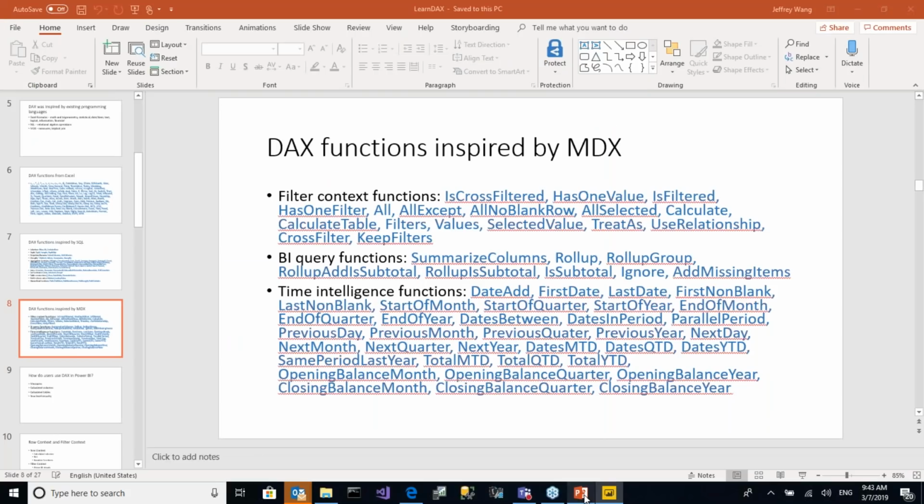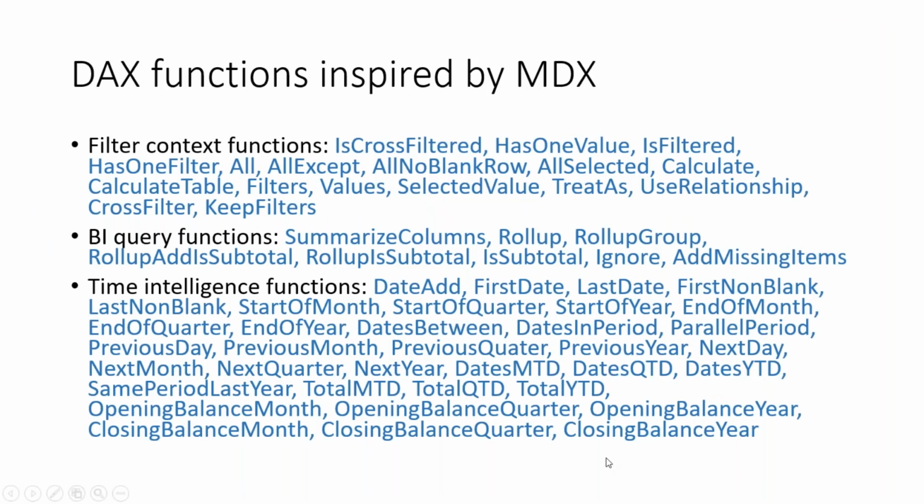So let's go back to our slide deck. Now that we know the filters are primarily designed for measures, we have a whole set of DAX functions for you to manipulate the filters and detect the filters. We have something called is cross filtered. It means: is this table being filtered by anything? Has one value means: after you apply all the filters on this column, does it have a single value left? Is filtered means: does any filter apply directly on this column?